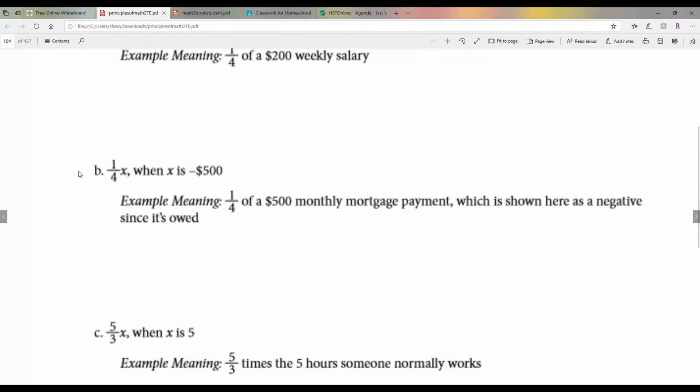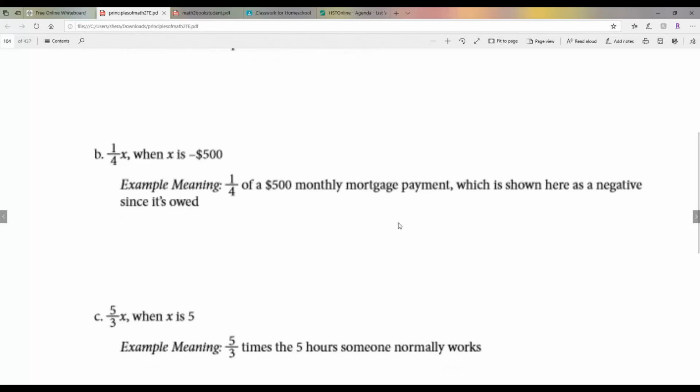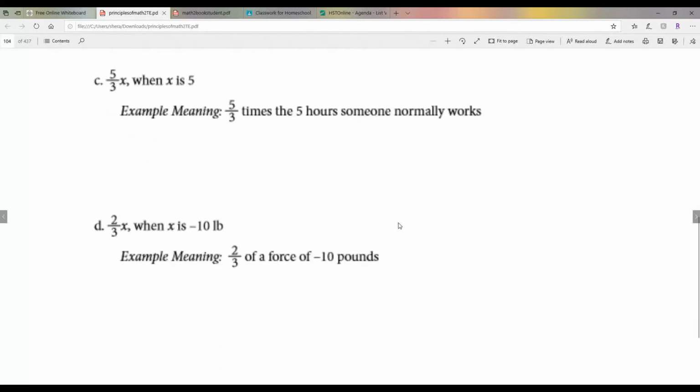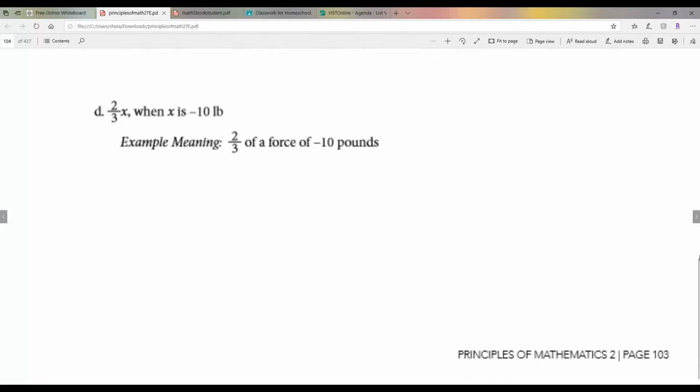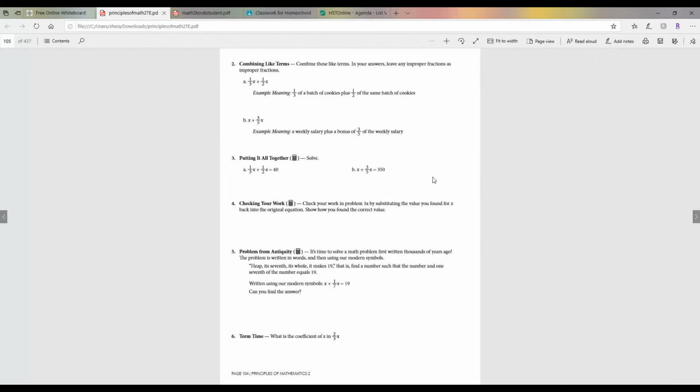Now, this is 1/4 x when x is negative $500. Now, an example meaning of this might be 1/4 of a $500 monthly mortgage payment, which is shown here as a negative since it's owed. Okay, so you'll just remember your negatives. So this ought to be pretty easy. You're just placing numbers in where they go. It's giving you what the variables are.